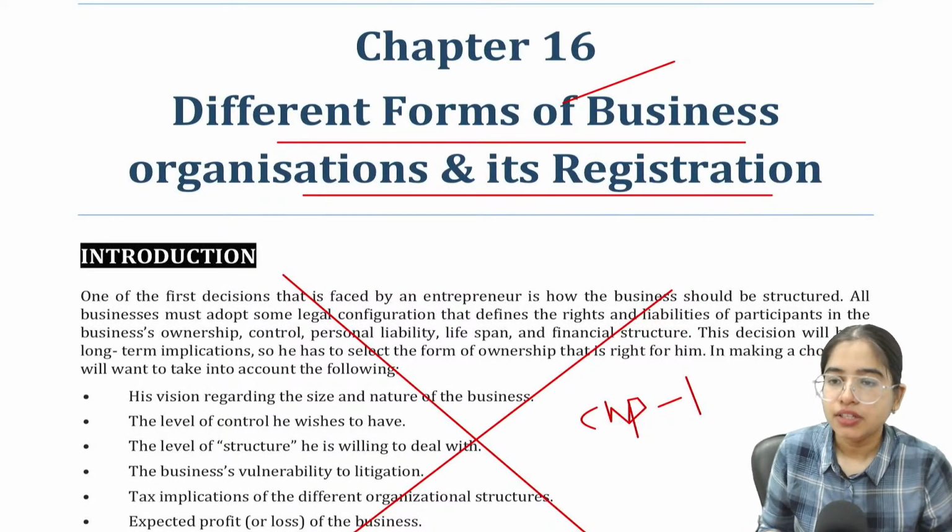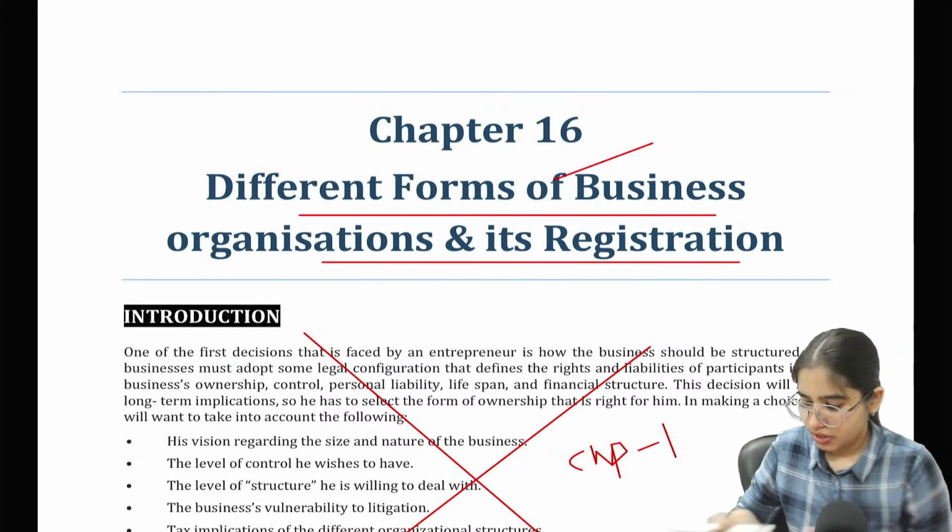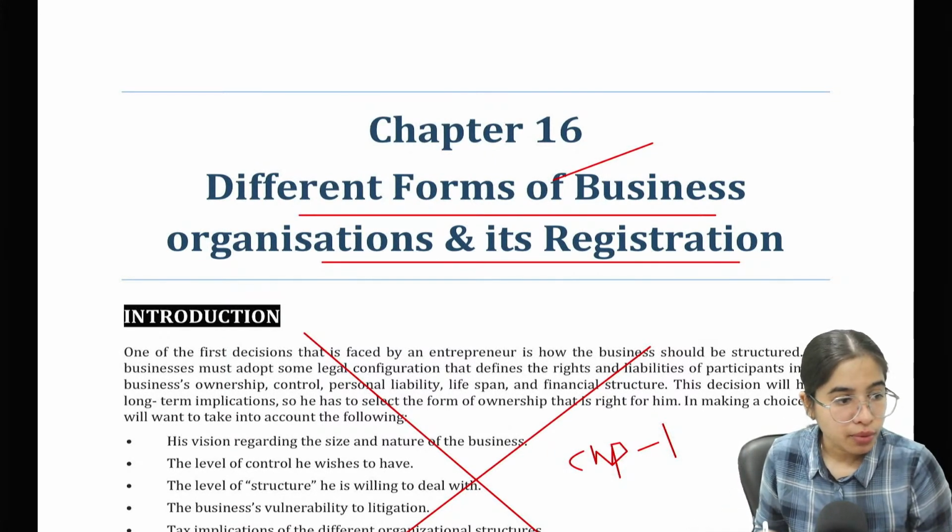Come to the chapter different form of business organization and its registration.